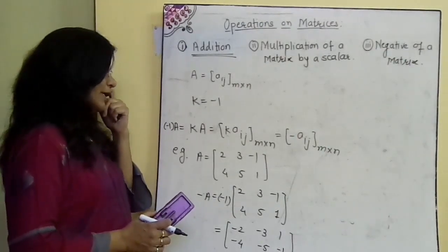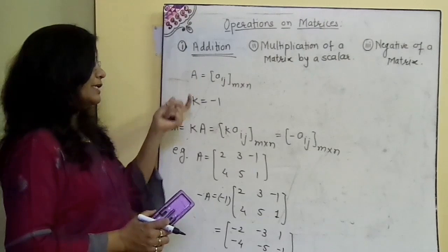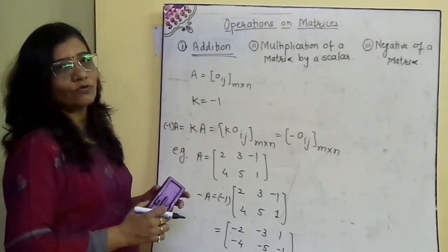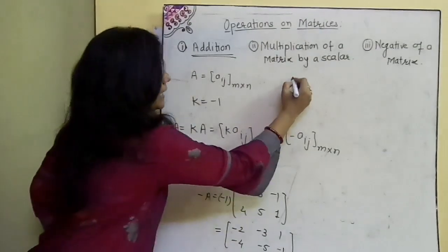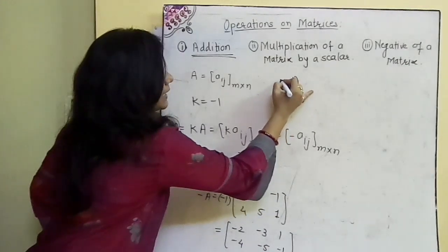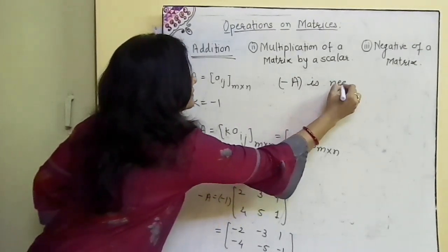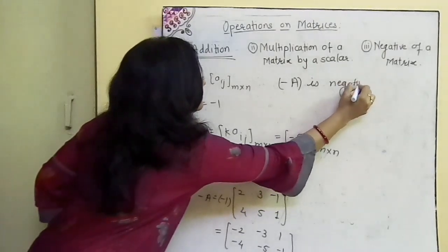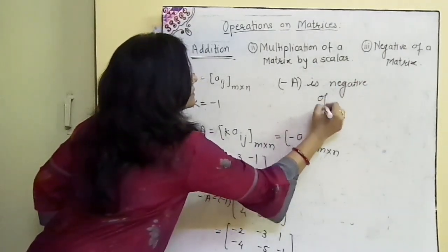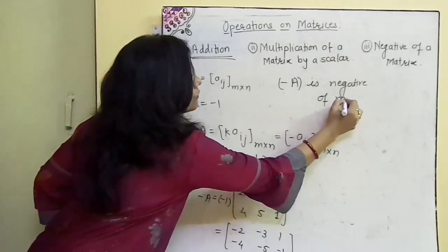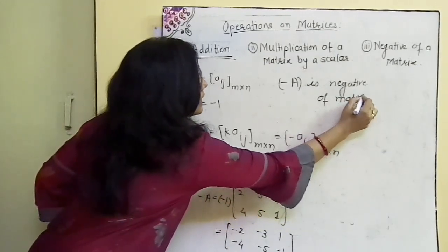In general, if A is a matrix, then minus A is the negative of that matrix. So minus A is the negative of matrix A.